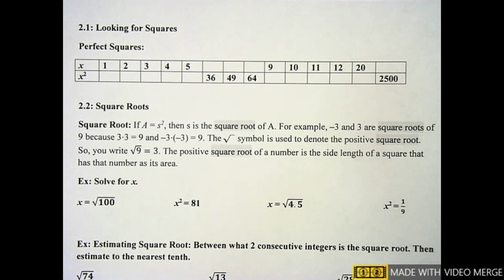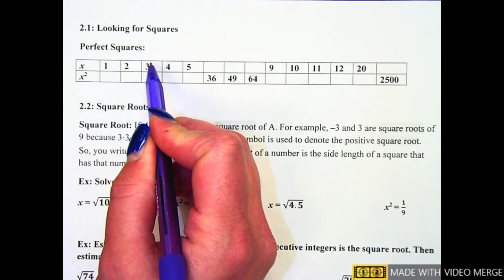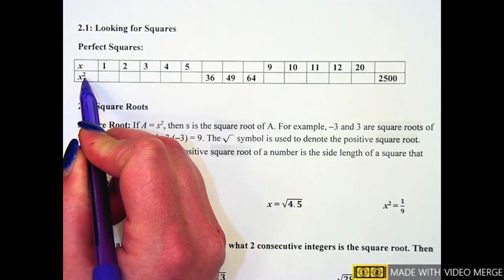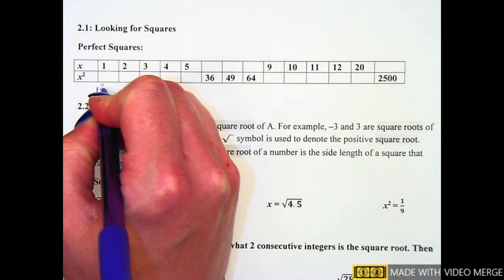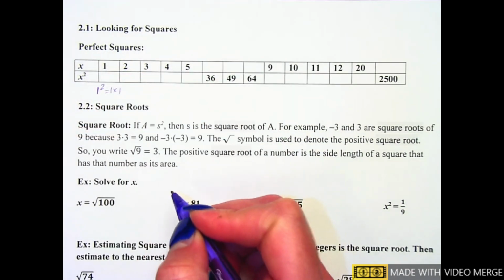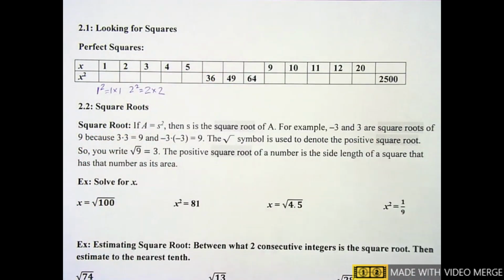This is the notes for 2.1 and 2.2 square roots. We're going to start by just making a list of all of our perfect squares. A perfect square meaning that I did 1 times 1, 2 times 2, 3 times 3. When it has that x compared to the x squared, this 1 squared means that we did 1 times 1, or the 2 squared would mean we're supposed to do 2 times 2.